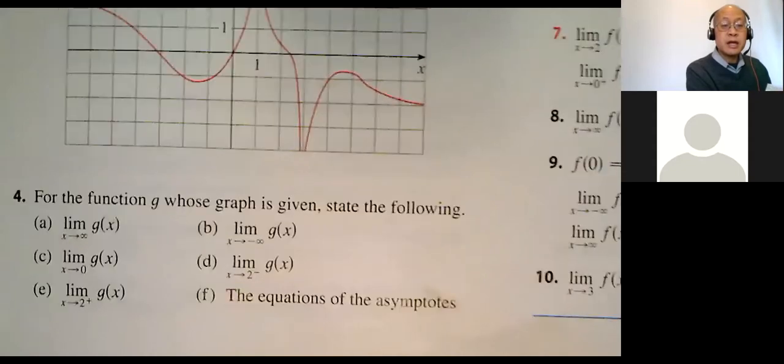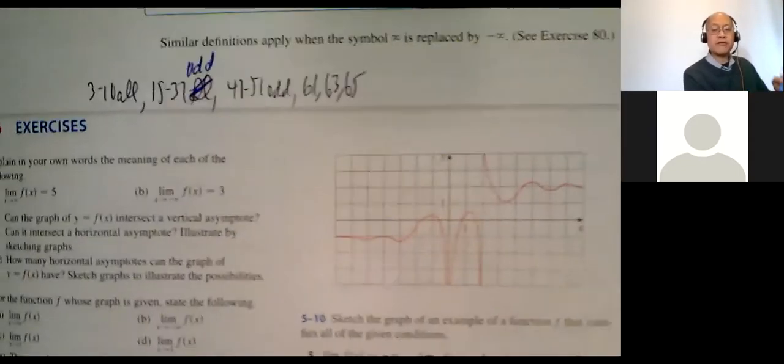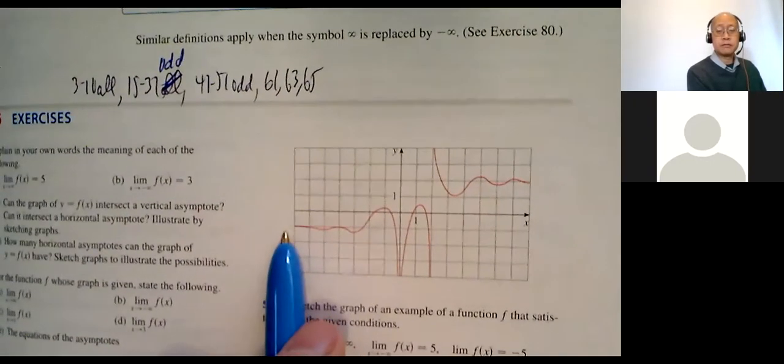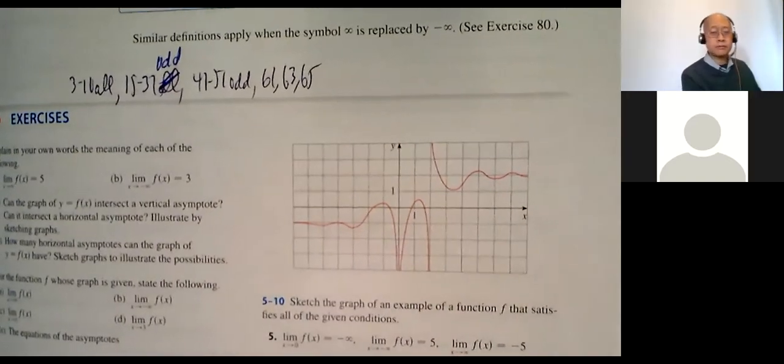B, limit as x approaches negative infinity. Okay, so I go way out to the left. Do the y values approach any number? Yes, looks like -1. So the answer to B is -1.